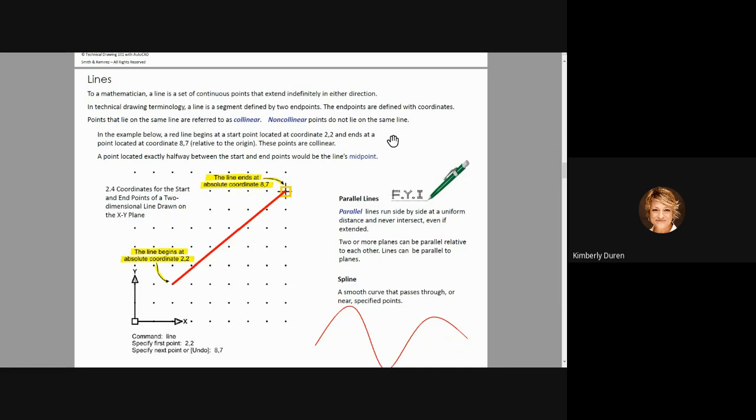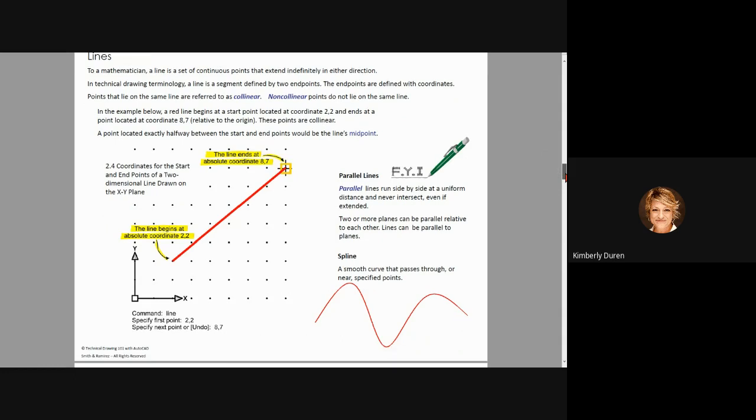Non-collinear could be at an angle to each other. Parallel, we know what that is. It's going to have the same angle, and both endpoints will have the same spacing to the endpoints on the other line. The other line could be longer, but it will be equidistant from this line all the way, no matter what angle. And we're kind of used to that term.